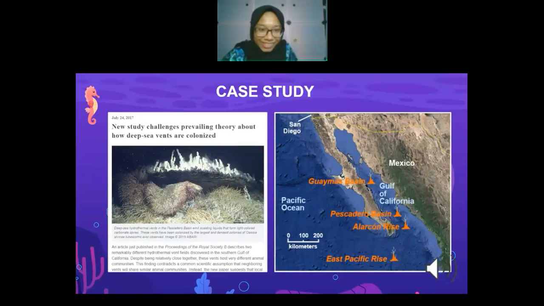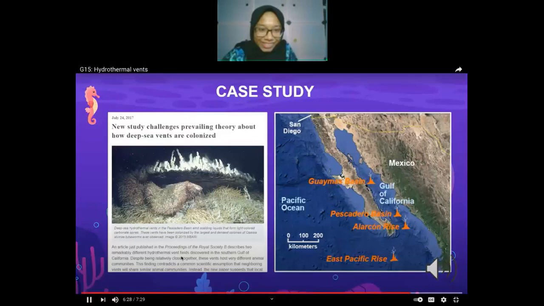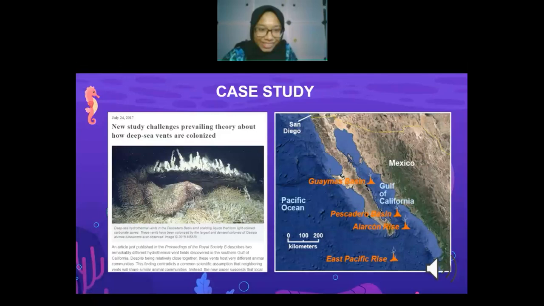Lastly is the case study. This case study from the Monterey Bay Aquarium Research Institute is about how a new finding has changed the current theory about colonization in deep sea vents. The article stated how 2 different hydrothermal vent fields that were discovered in the southern Gulf of California house different animal communities even though they are relatively close to each other, which contradicts the scientists' assumption that both vents share the same or similar animal communities due to the short distance between them.